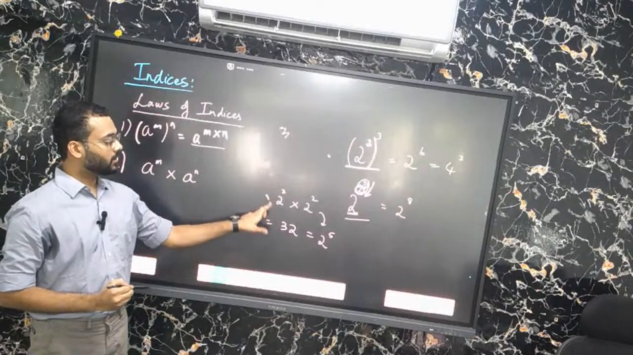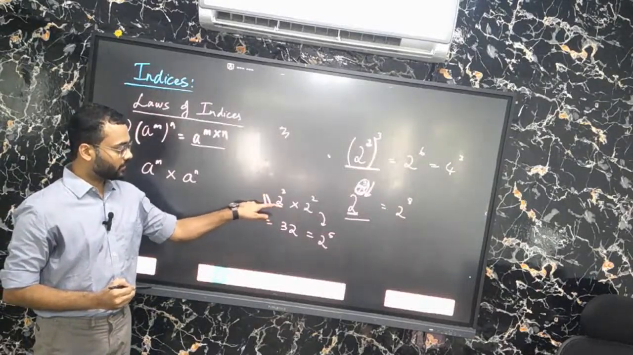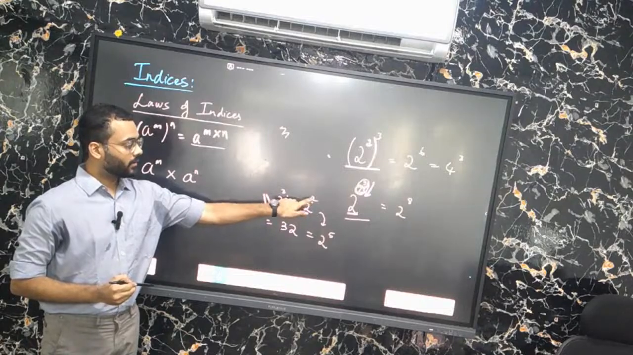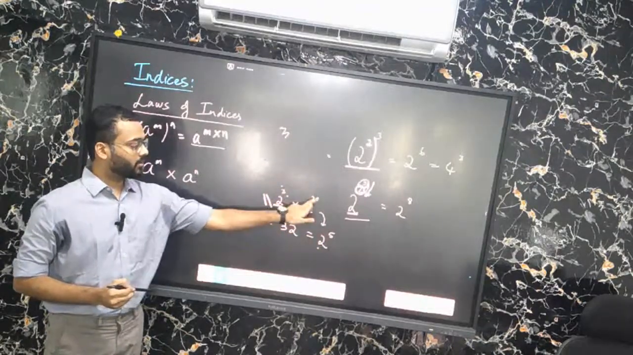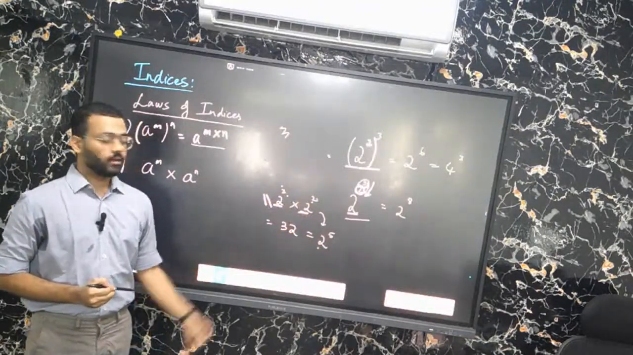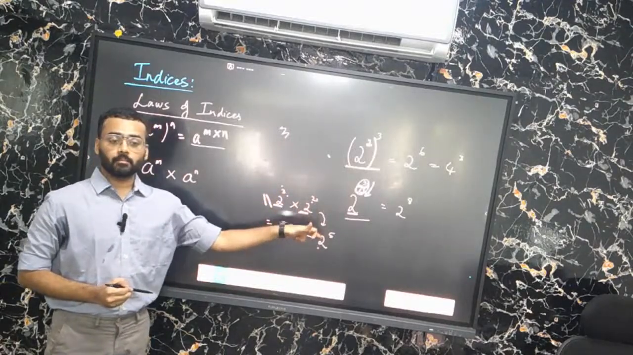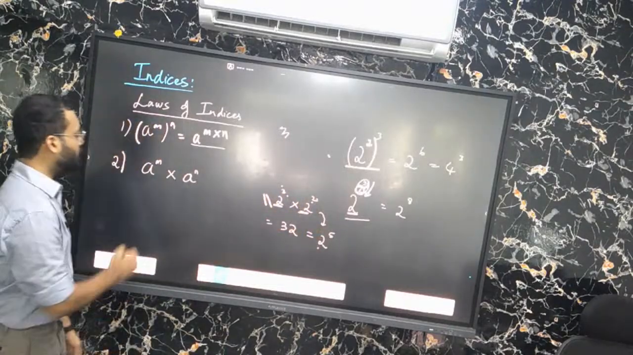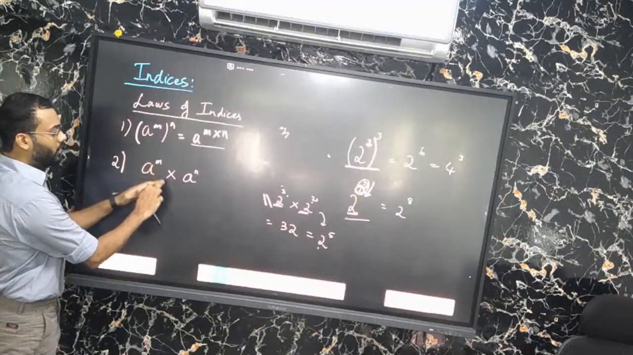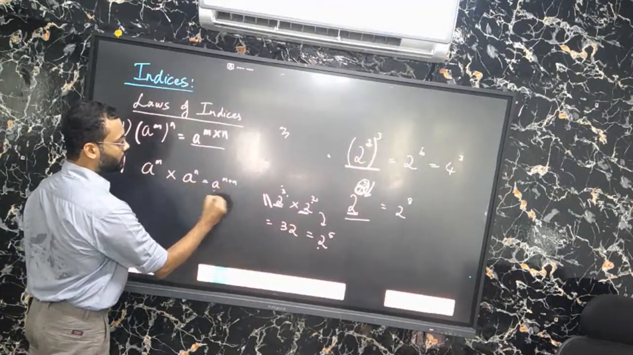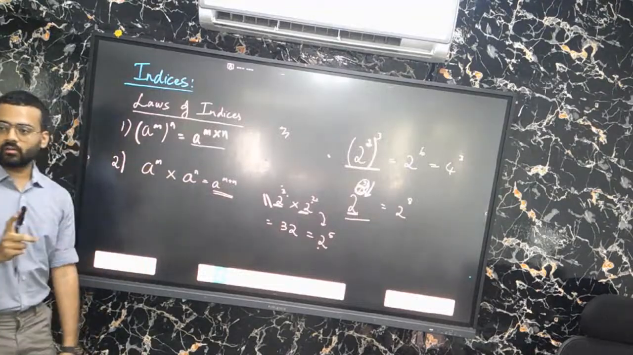So the law of indices here is, if you have the same base but different powers, then you take the same base and add the powers. That's the law of indices here. So if you have a power m into a power n, it is nothing but a power m plus n. Second law of indices.